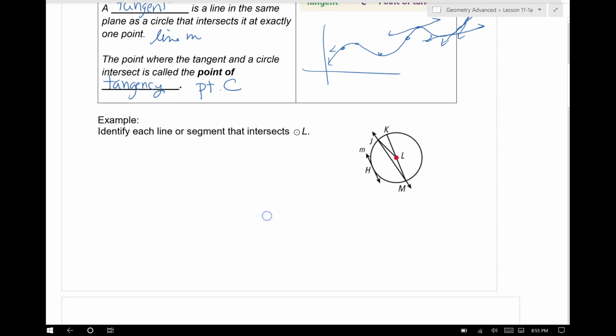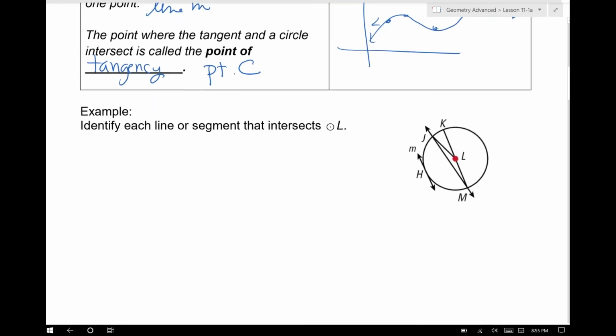Now let's look at this diagram and label all of its parts. I like this. It says identify each line or segment that intersects circle L. So we want to know exactly what's going on. First, we have talked about line segments. Do you agree with me that I can have some chords? You agree with me that segment KM, remember how we name line segments by the endpoints, and the segment bar at the top, is a chord. Is there any other chord in this diagram?